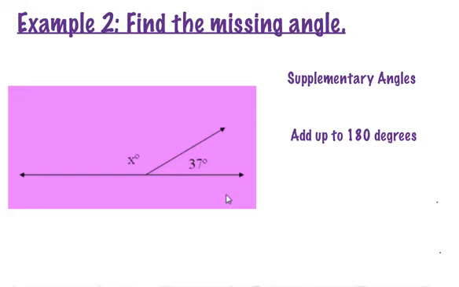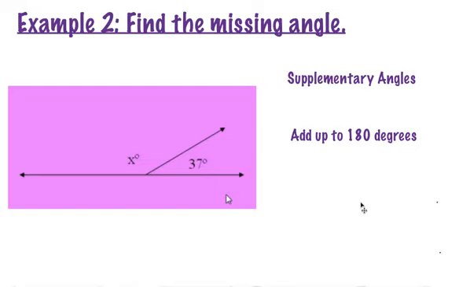Our second example where you're going to find the missing angle. If you notice, they have that straight line again when they're put together there on the bottom, equaling 180 degrees. So these angles are supplementary. We know that one of those angles is 37 degrees. Our other one is X, and that's our unknown, so we need to figure out how many degrees that is.